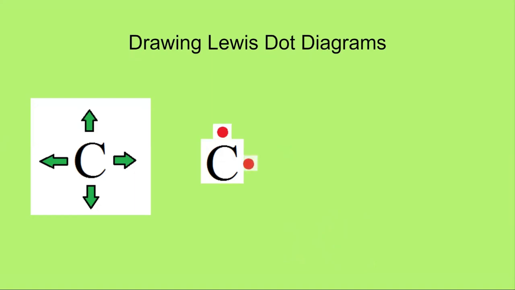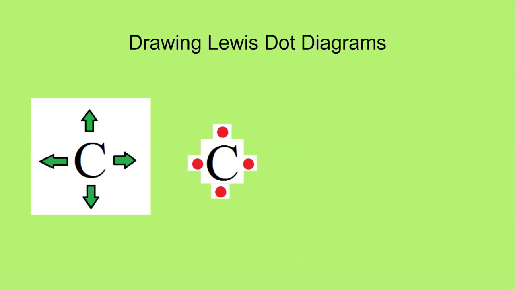Then you go to the right, then you go to the bottom, and then you go to the left. At this point, I'm out of electrons. So this is the valence electron configuration for carbon. This is the Lewis dot structure for a carbon atom.